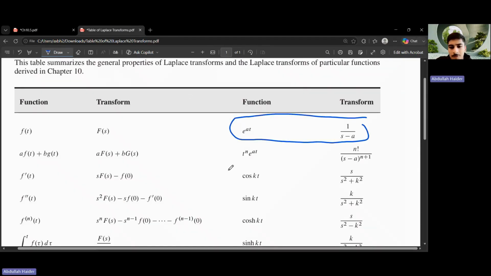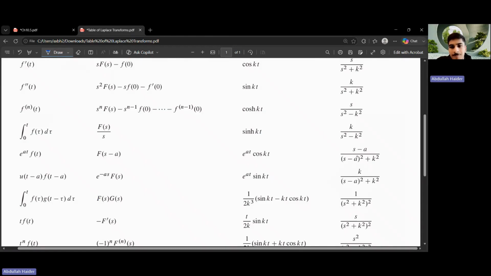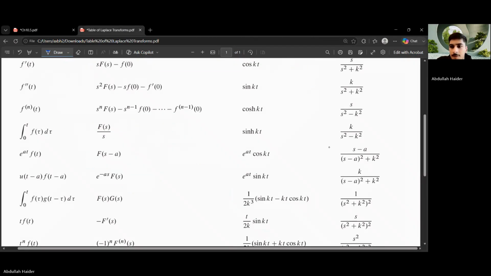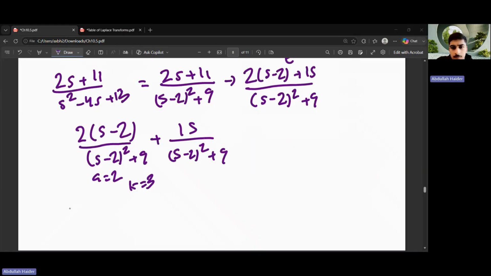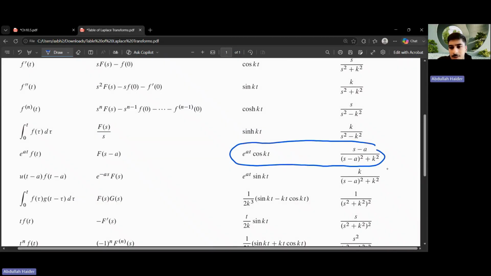You go, I think here, yeah. s minus a over (s minus a) squared plus k squared. Sorry, a is 2. Your k is 3. So this will give you, we're using this one, 2e^(2t) cosine 3t, plus now for this second one we'll use this one.